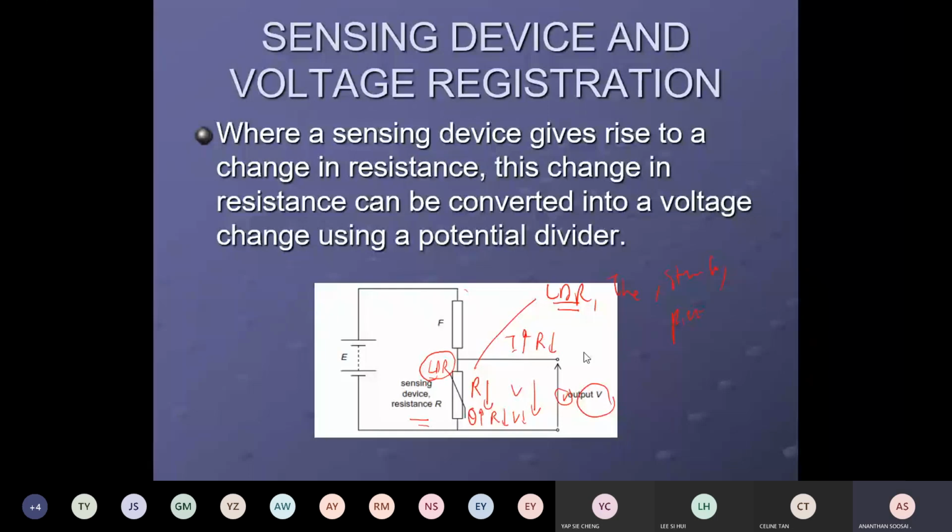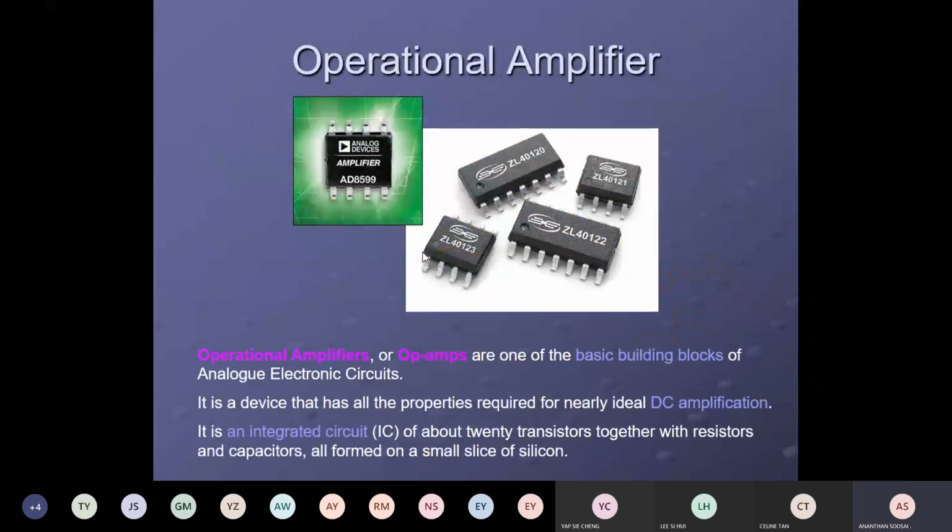So how are the sensors giving input to the operational amplifier? It was connected in a potential divider method. Okay, in a potential divider method. Okay, so that's all our sensors. Okay, 4 sensors available. So we are done with the first department.